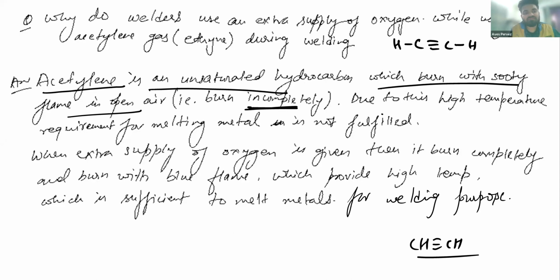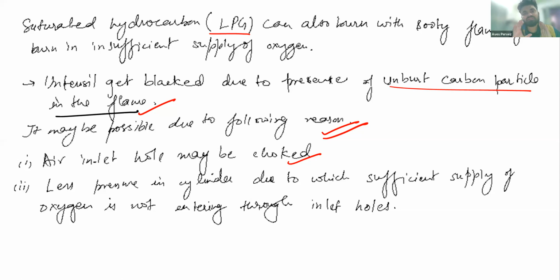Okay, so in the previous class we discussed that when unsaturated hydrocarbons burn, we are just discussing the chemical properties of hydrocarbons. They burn with a sooty flame, a red-yellow flame, and the red-yellow flame is because of incomplete combustion of the unsaturated hydrocarbon. There is unburned carbon present there. We need to keep in mind that saturated hydrocarbon can also burn with a sooty flame if it is burned in an insufficient supply of oxygen.